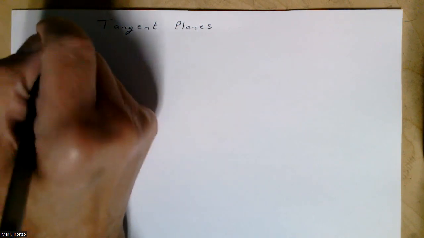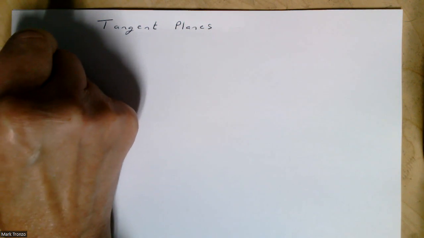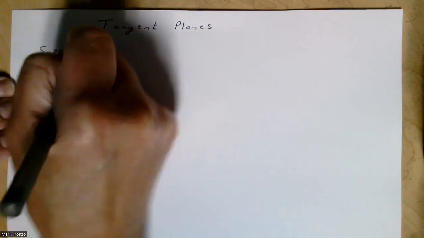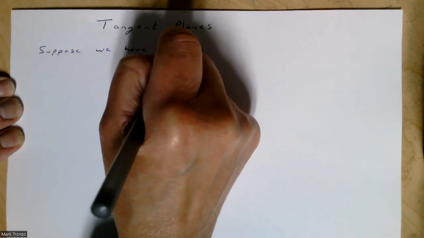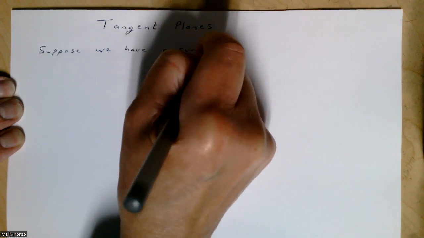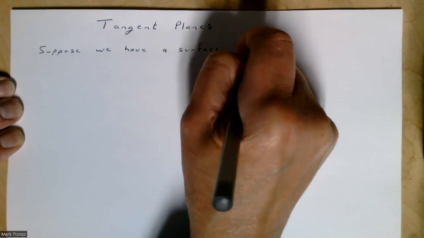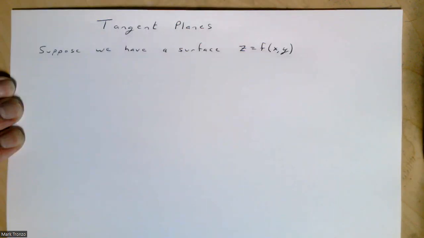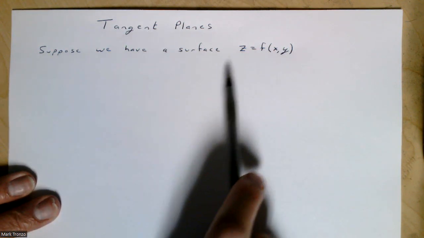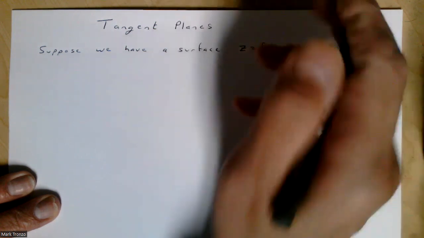In this video, we're going to look at tangent planes, specifically tangent planes to surfaces. So suppose we have a surface. Say it's given in the form z is a function of x and y. There are some other forms that could be given to you, as we'll do those later on in another video. But suppose we have a surface of the form where z is equal to a function of x and y.